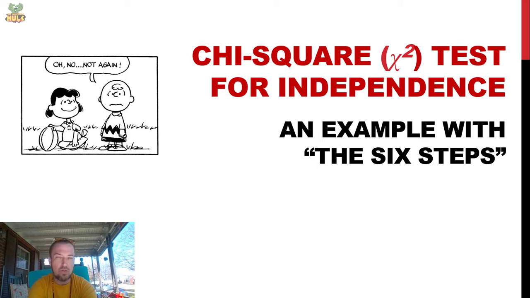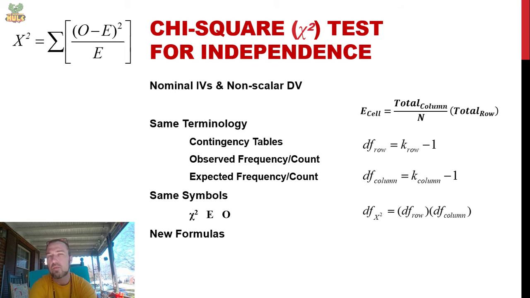So we're going to do so using the 6 steps because for the most part we can do a lot of the 6 steps with this, and that'll help keep that sort of schema that we've been using for all of our hypothesis tests. So apologies if you're sick and tired of the 6 steps, but this literally will be the last time I have to show it to you. Okay, so the chi-square test for independence.